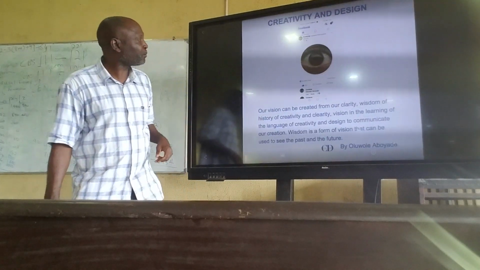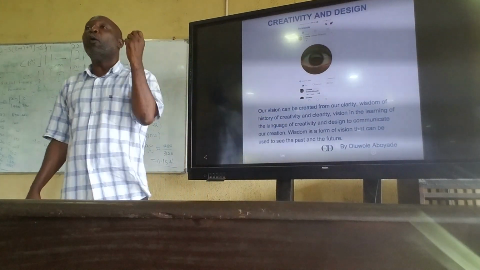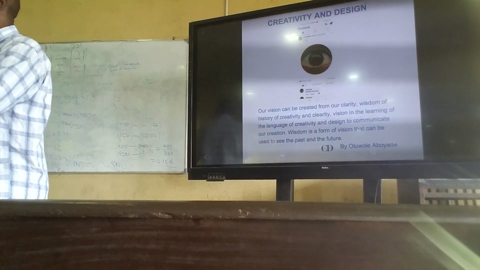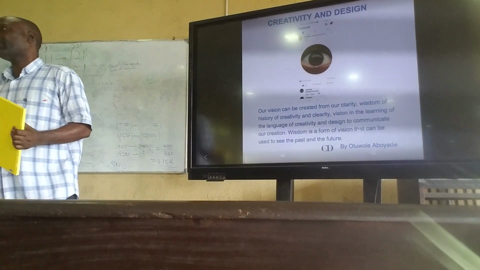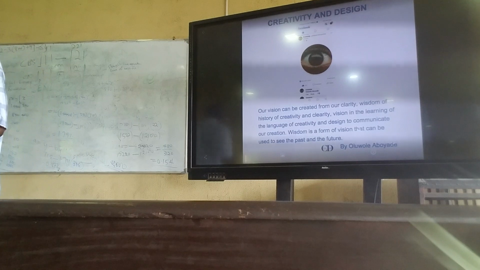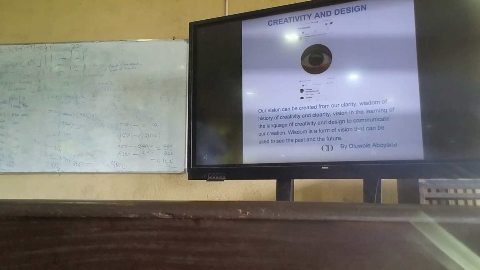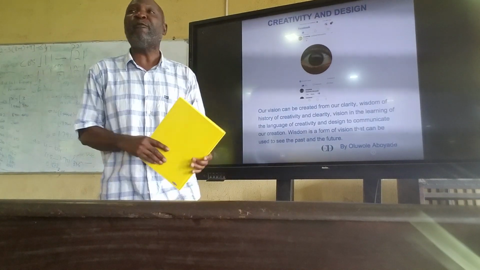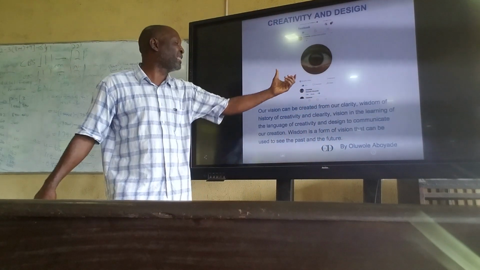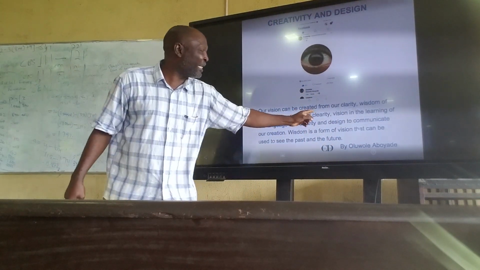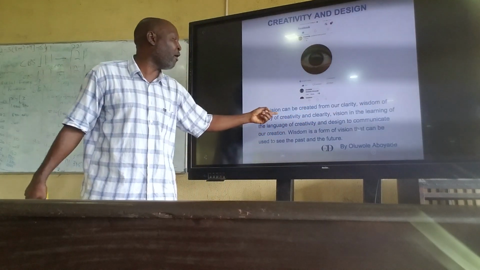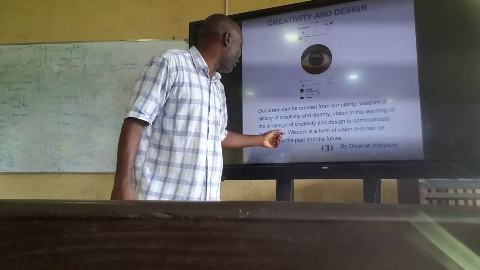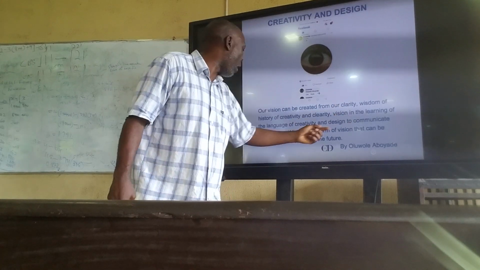Now, let's move on. You can see now, vision. You must have the ability to see value where people don't see value. If you don't have the ability to see, you will not be able to create. If you don't have the ability to see, you cannot be a good pastor. You cannot be a good medical doctor. You cannot be even a good teacher. So you need to design your vision. Our vision can be created from our clarity, wisdom of history, of creativity and design. Clarity of vision is vision in the learning of the language of creativity and design to communicate our creation.